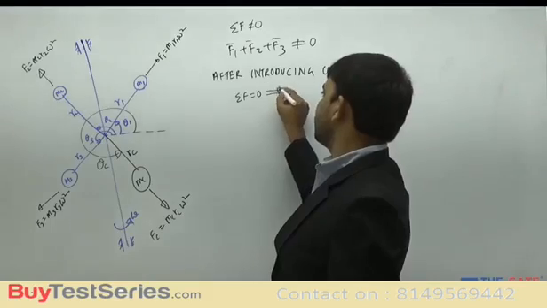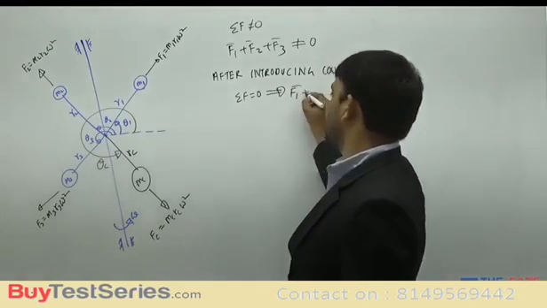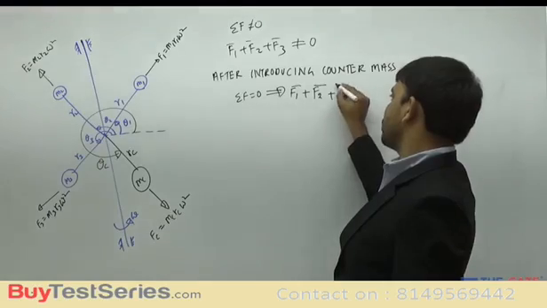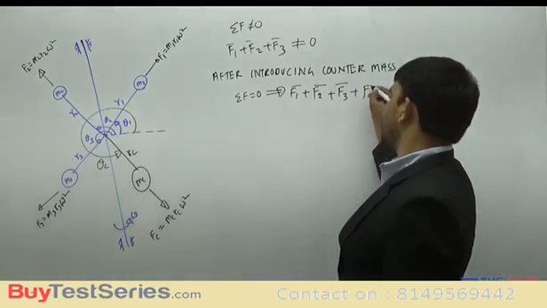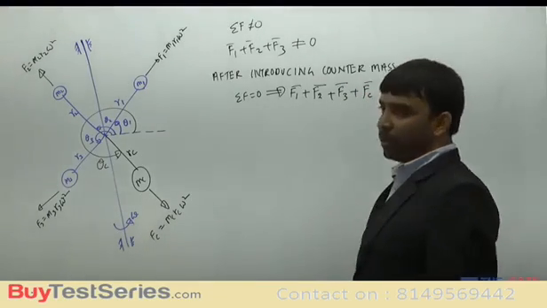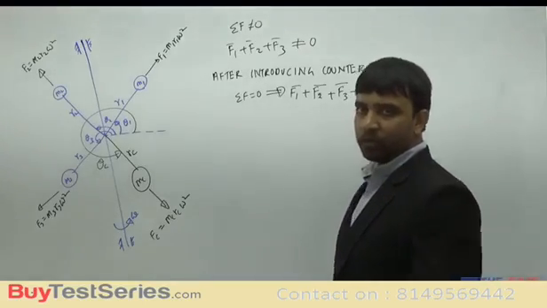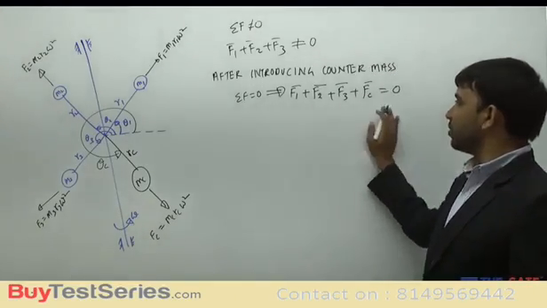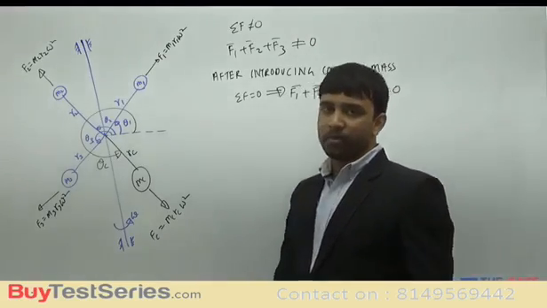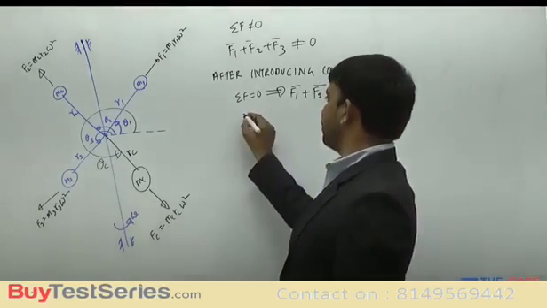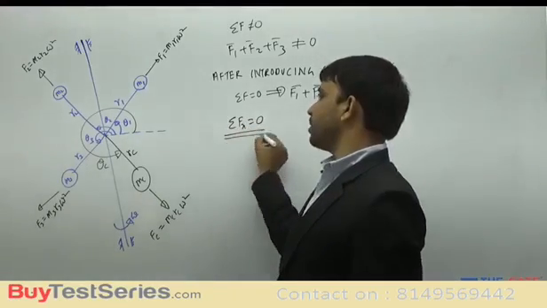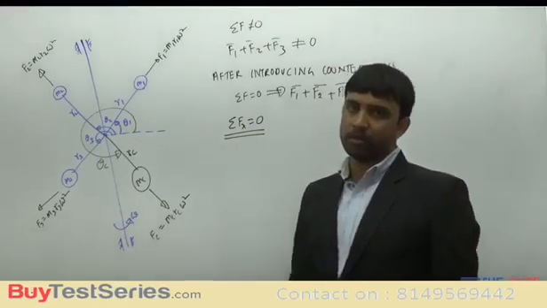Now there are four forces: the force produced due to mass 1, mass 2, and mass 3, and the counter mass is also producing a centrifugal force. These four forces are getting neutralized among themselves. If the summation of forces is zero, the summation of their components will also be zero. So the summation of components along x direction must be zero, and the summation of components along y direction must also be zero.